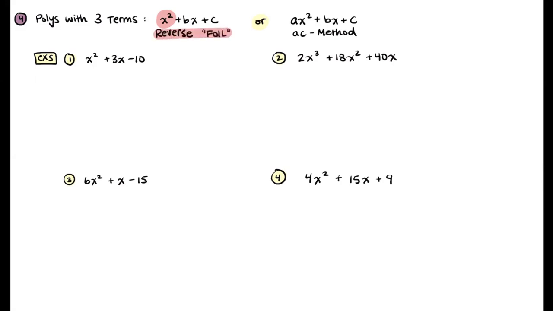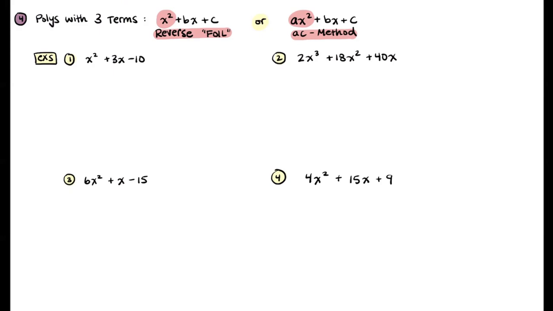You'll see what I mean. We've done this already together. And then the second method is if you have a number in front of the x squared that is not 1, so in other words, ax squared. In that case, you're going to use what's called the AC method, and I'll review how that works. Okay, so for our first example, let's look at x squared plus 3x minus 10.